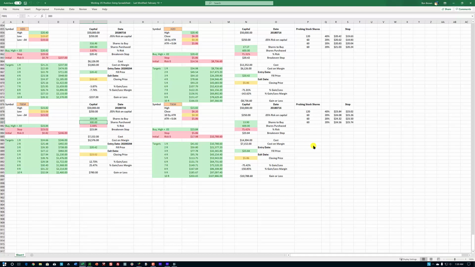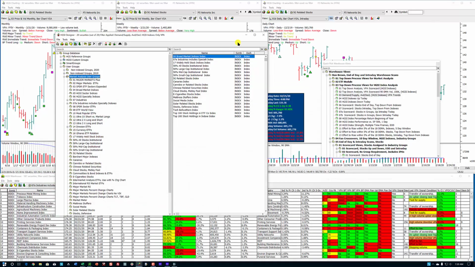Yeah, you can have gap downs. You can lose more than that. But it's a good risk-reward indicator. Now, let me show you something very quickly here.